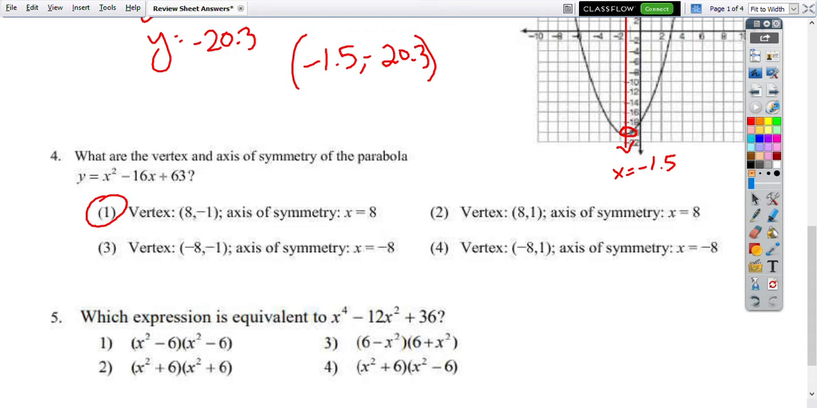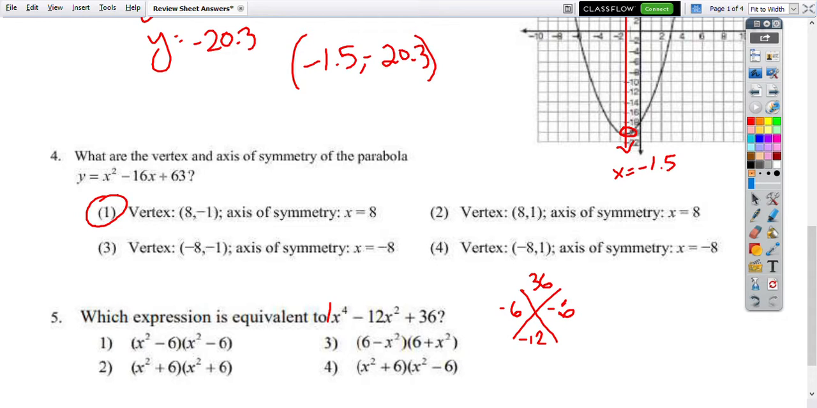All right, which expression is equivalent to? So once again, 3 terms. We're looking for a GCF first and nothing in common. So we're going to draw our diamond. We're multiplying 1 in the front times 36, which is 36. And it adds or subtracts to give you -12. So that's -6 and then -6.